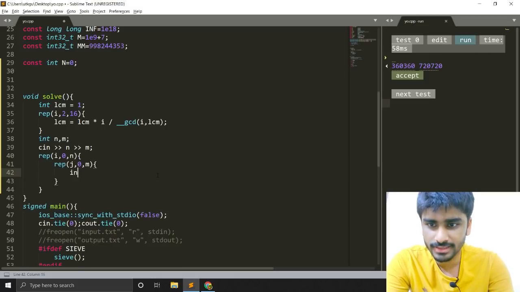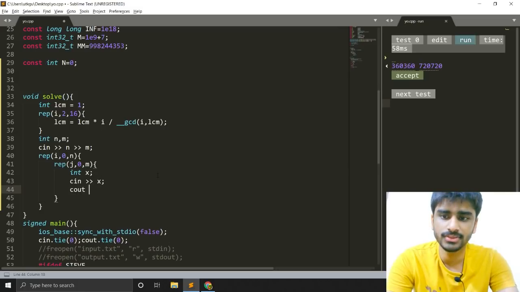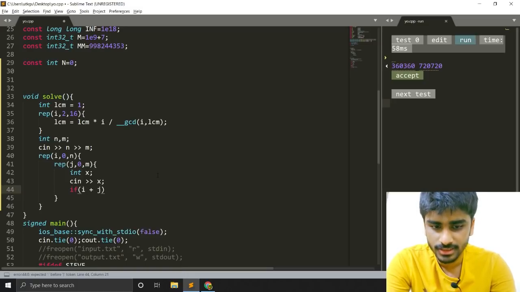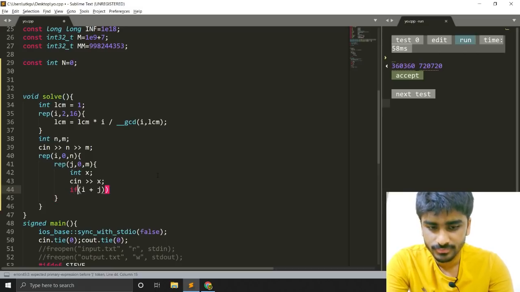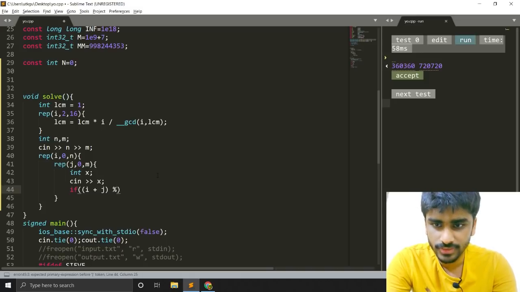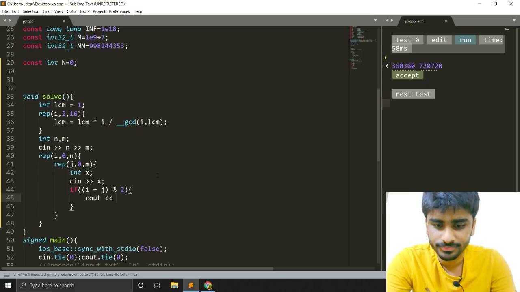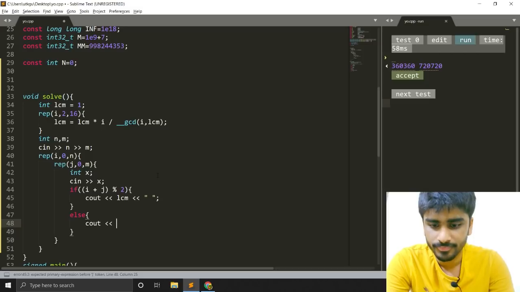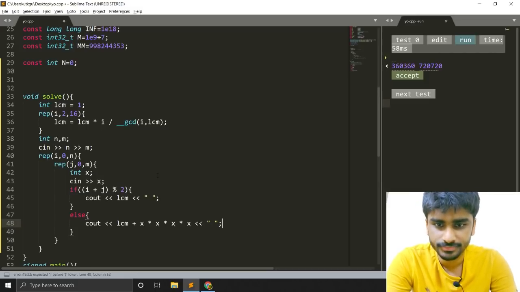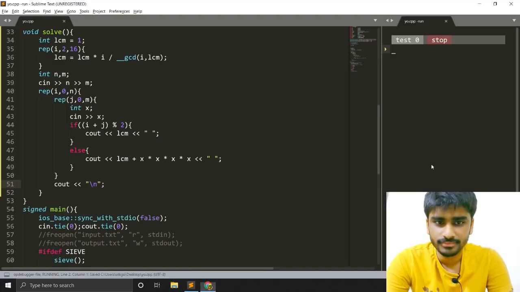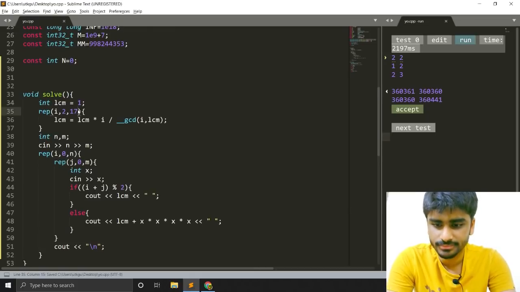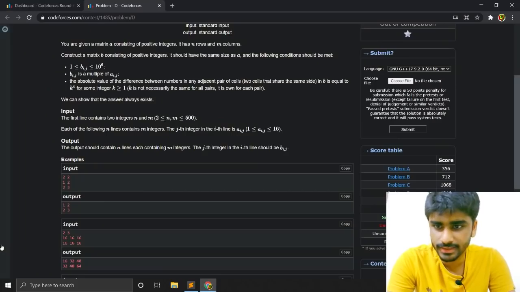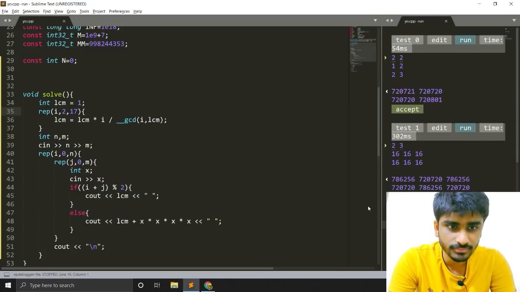Okay. Let's say I take X as input. And I just have to see if I plus J is even. So let's say if it is odd, then I will print LCM. Otherwise, I will print LCM plus X to the power 4. Right. After this, I just leave a line. And there we go. Done. Sorry, yeah, this is 17. Yeah, so we've done everything. Okay, yeah, it's done.